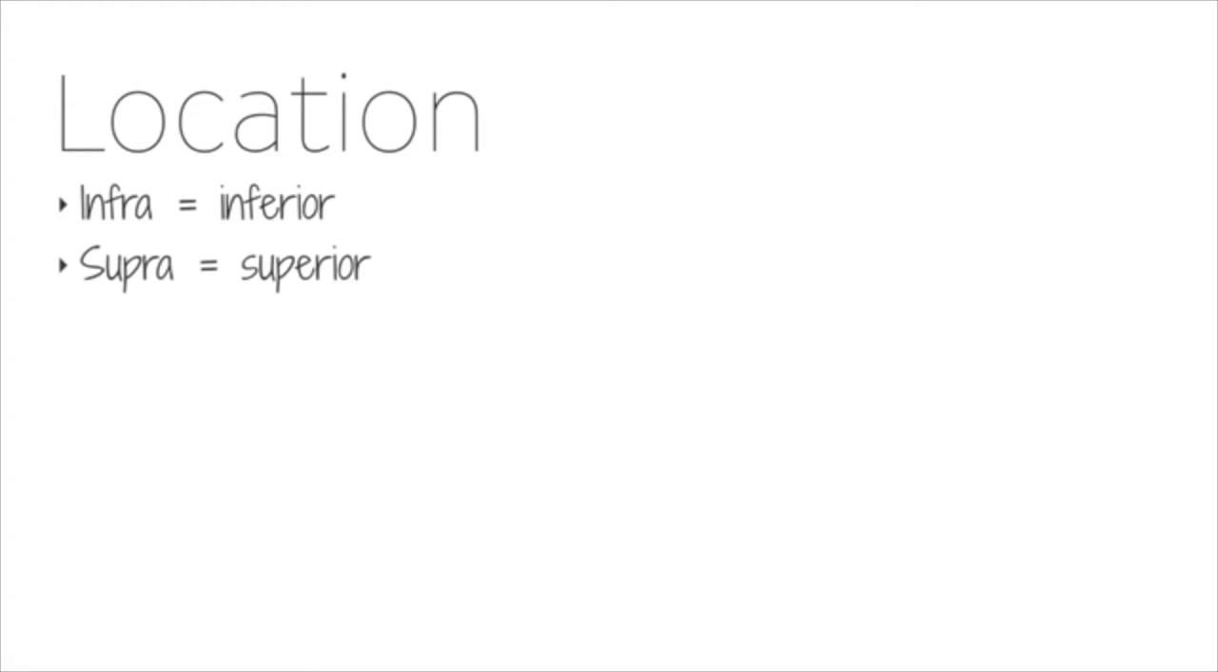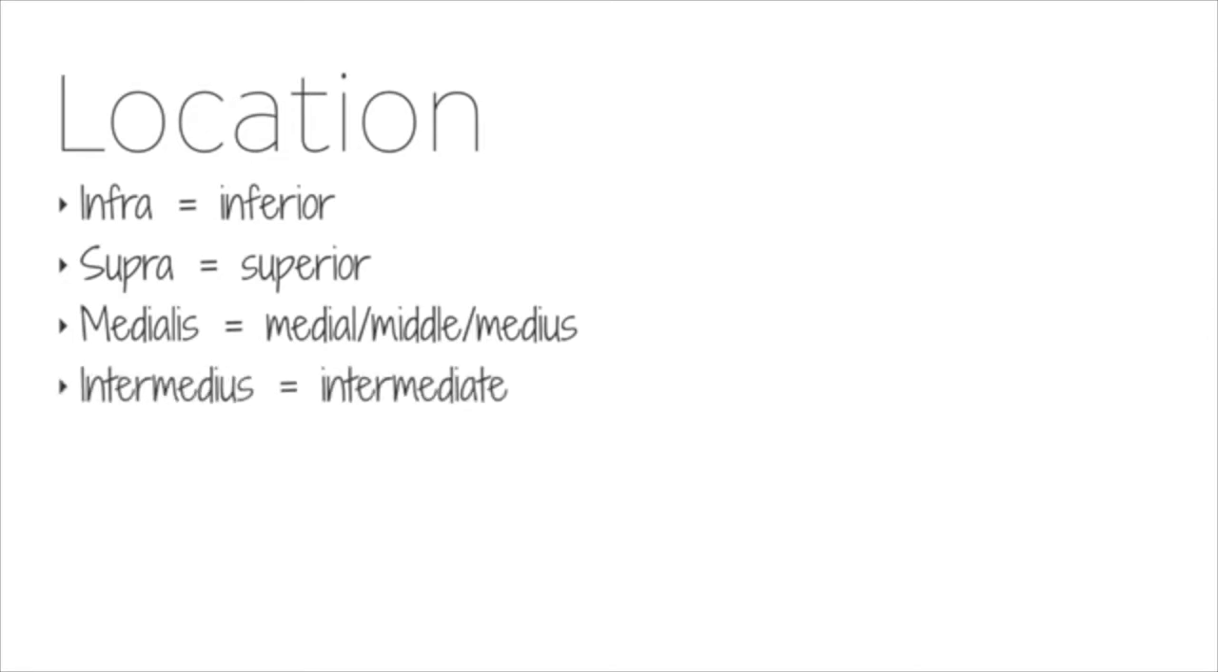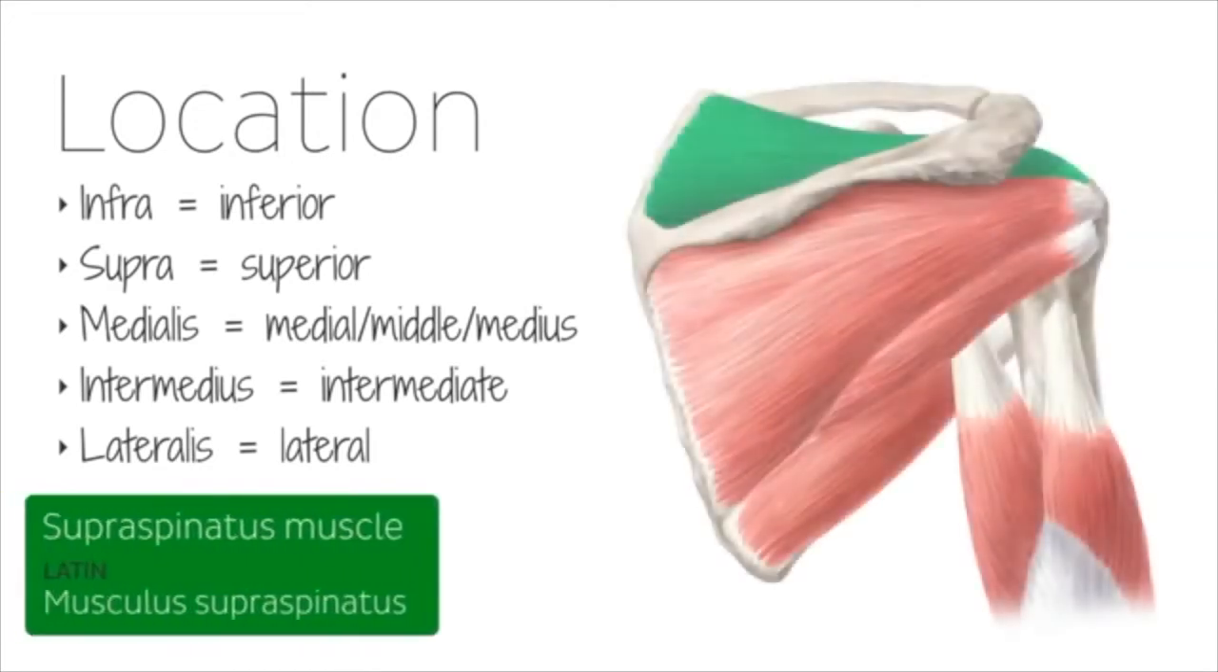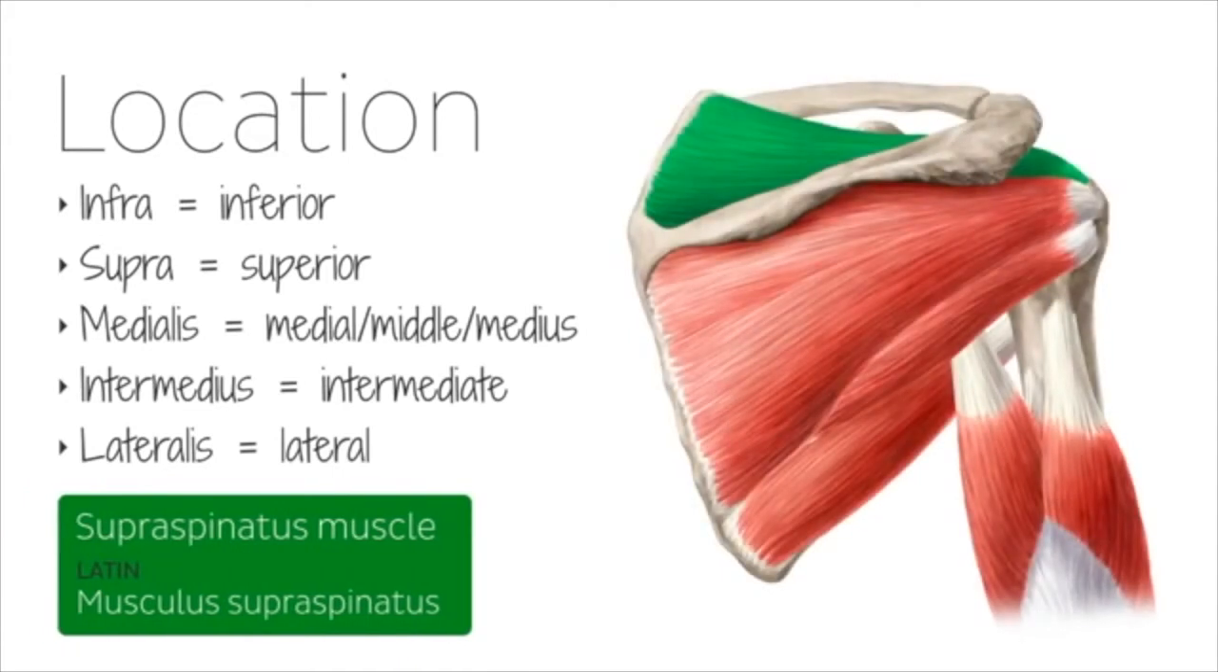meaning above or more cranially situated, medialis, medial, middle, or medius, meaning in the middle or closer to the midline, intermedius, meaning intermediate, and lateralis or lateral, meaning to the side or away from the midline. An example of a muscle named using one of these basic terminologies would be a muscle we've looked at briefly before, the supraspinatus muscle, which is the more superiorly situated of the two spinatus muscles of the scapula.